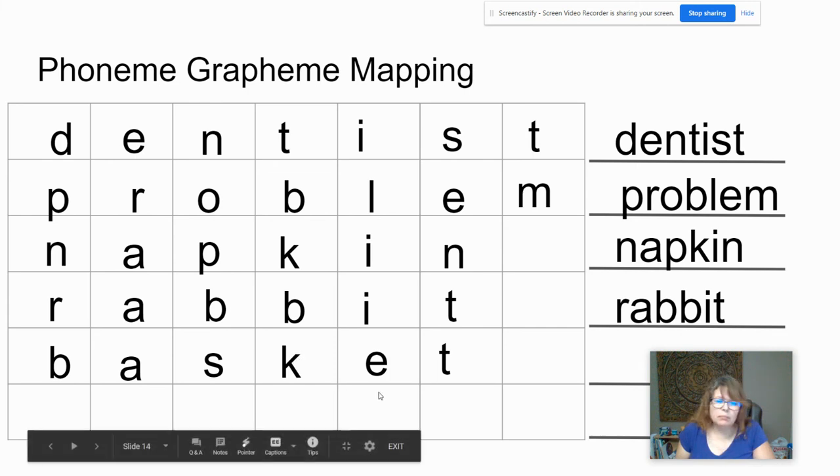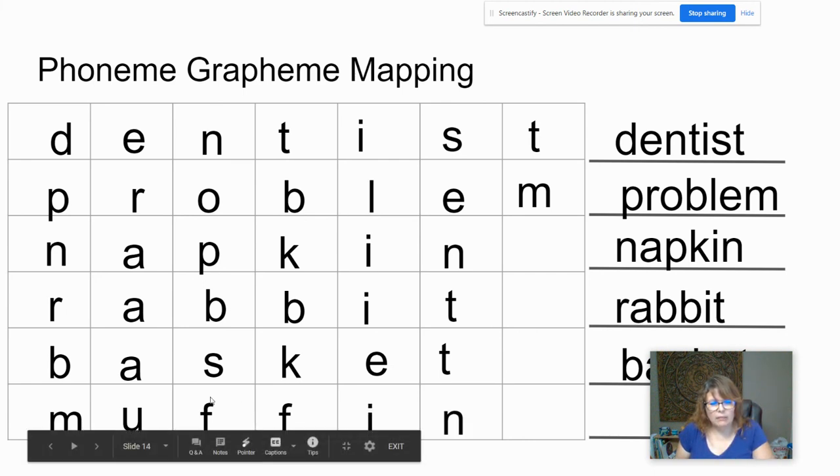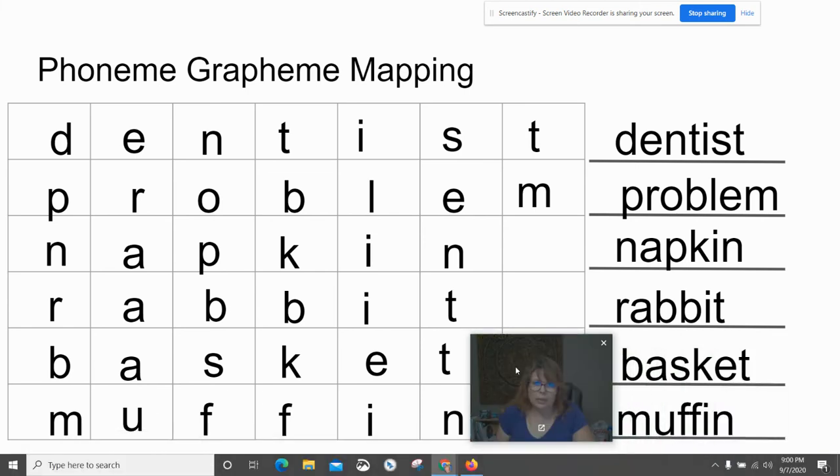The last word is muffin. Even though it kind of blends in when we say the word, you have to have the two F's there to be able to have the pattern of vowel, consonant, consonant, vowel, so that it can sound like a short vowel. And then we write the word muffin like we have here.